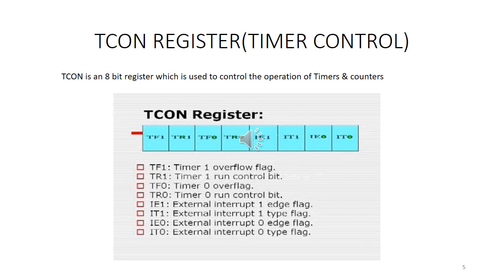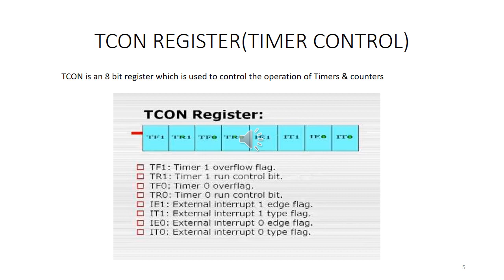Next is TR1. TR1 stands for the timer 1 run control bit. This bit is used to start the timer along with stopping the timer by using the SETB TR1 instruction and the CLR TR1 instruction. Next is TF0. TF0 stands for the timer 0 overflow flag.